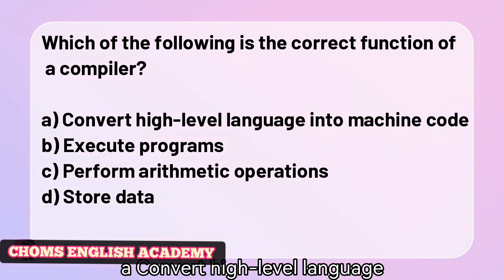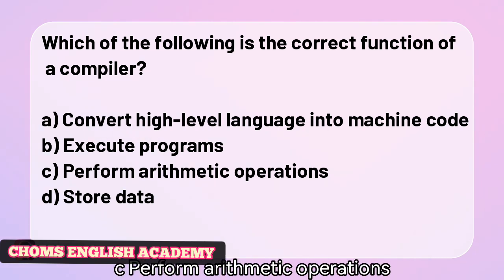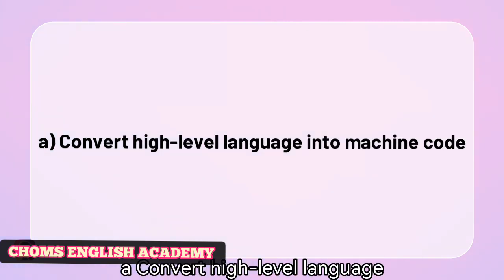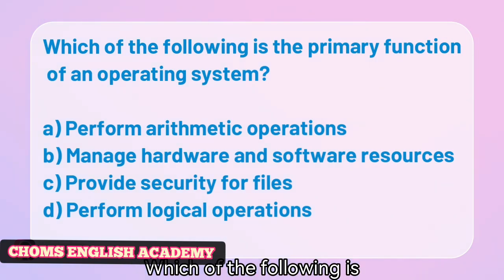A. Convert high-level language into machine code. B. Execute programs. C. Perform arithmetic operations. D. Store data. Answer: A. Convert high-level language into machine code. Which of the following is the primary function of an operating system?